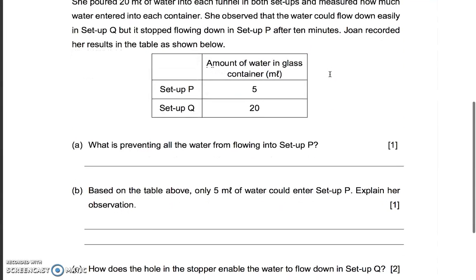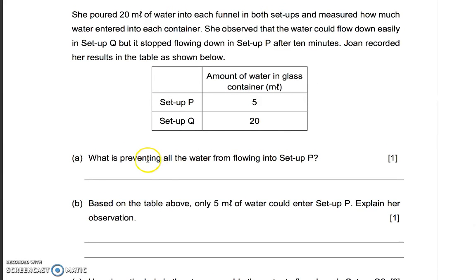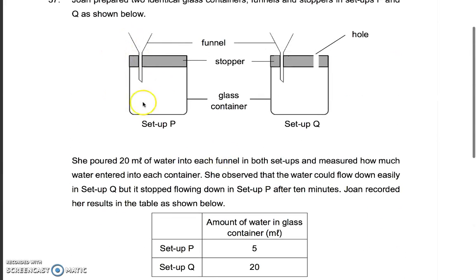Okay, so the first question is, what is preventing all the water from flowing into setup P? So what is there in setup P and Q at first? So although it might look empty, remember there is air present inside. So we're going to write air. There's air present inside. So over here in setup Q, the hole will actually allow the air to escape. But in setup P, there is no hole at all, so there will be air contained inside the glass container.